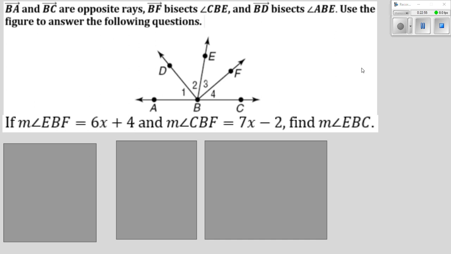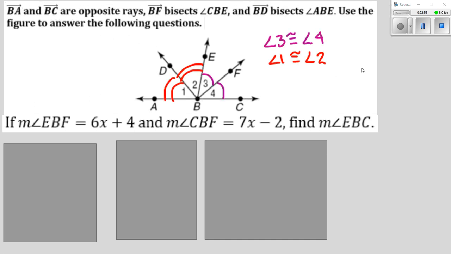So the first thing I would do is mark up my drawing. Whatever information they give you, mark it up, because that will help you when you refer back to the diagram. You're like, oh, okay, this is how I need to set up my equation, or this is what I need to do, this is what I have. This will help you set up and solve the problem. So I already marked up that 3 and 4 are congruent because BF is the angle bisector, and then I marked up 1 and 2 as congruent because ray BD is the angle bisector. So that means 1 congruent to 2, 3 congruent to 4.